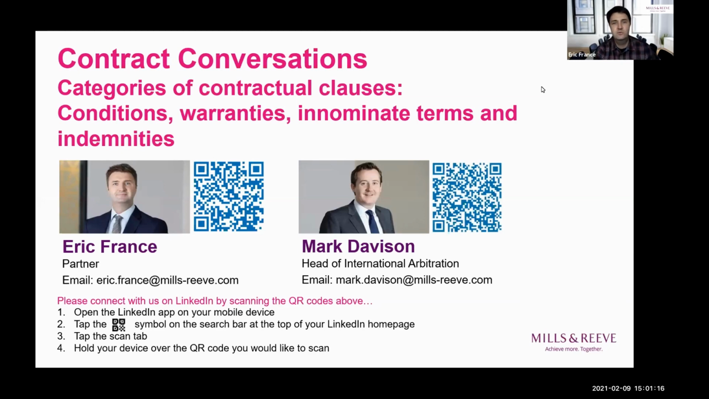For those who haven't attended one of these before, this is a series of bite-sized, 20-minute long webinars being run by lawyers from across our firm to discuss issues that those involved in operating commercial contracts may need to contend with. So today we're going to briefly try and go back to basics a bit and look at some of the different types of contractual clauses that you have in a contract and typically what kinds of disputes can arise out of them. In particular, we're going to take a look at conditions, warranties, innominate terms, and then indemnities.